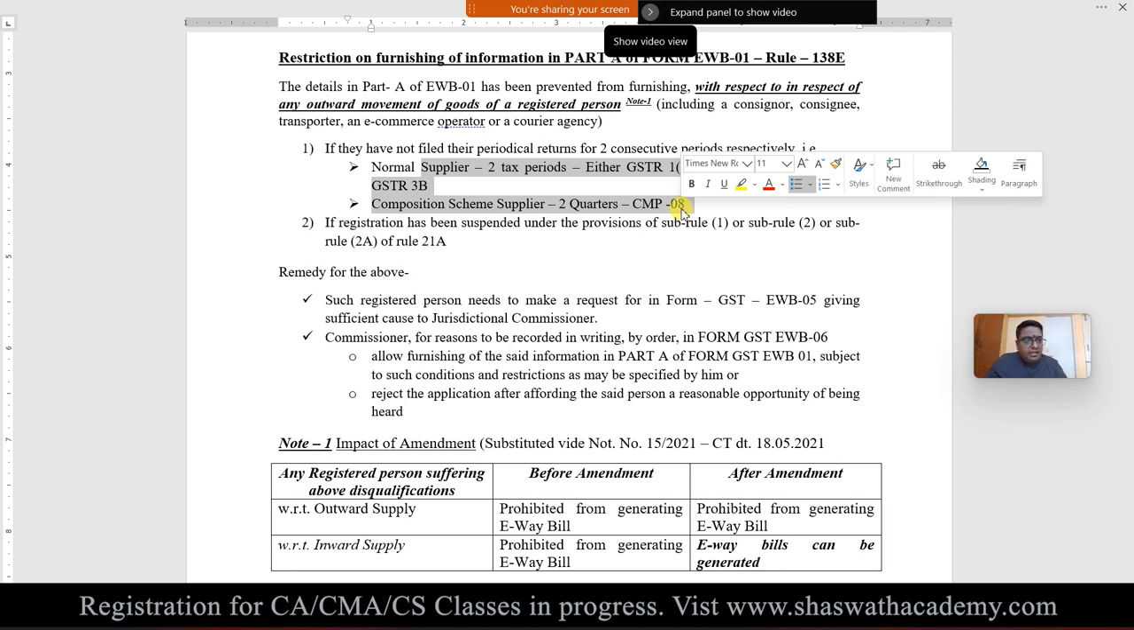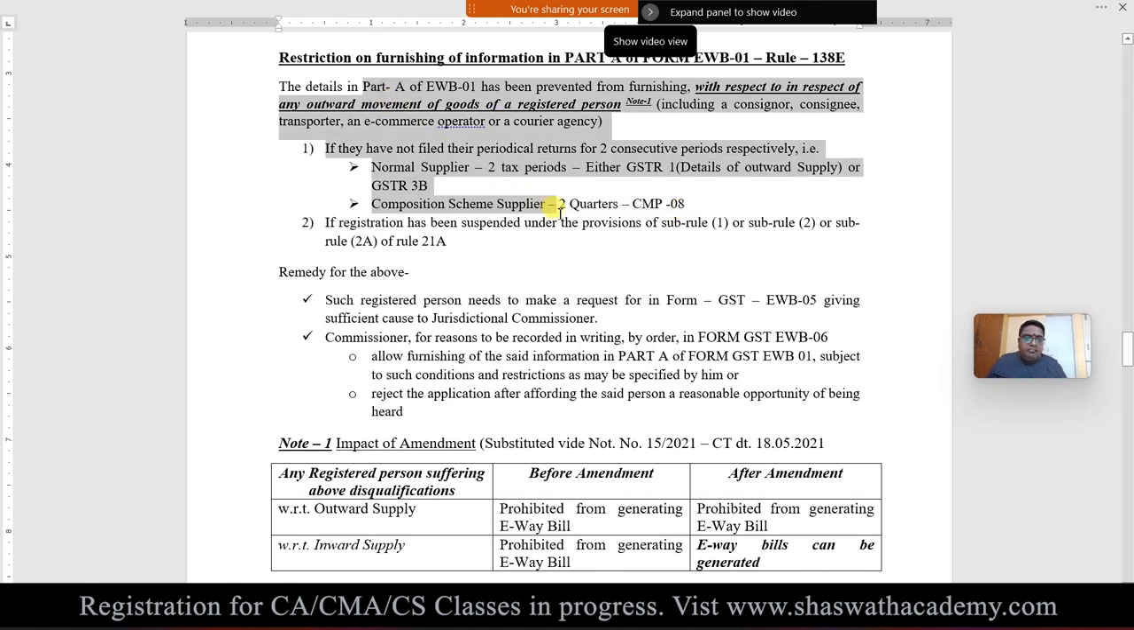That means typically I am stalling your business. If you are not filing the GSTR-1 and GSTR-3B, I am stopping your business. Technically speaking, are you with me, my dear? Such a serious, practical, impactful amendment. And now they have clarified that this e-way bill restriction is applicable only for outward supply and not for inward supply.